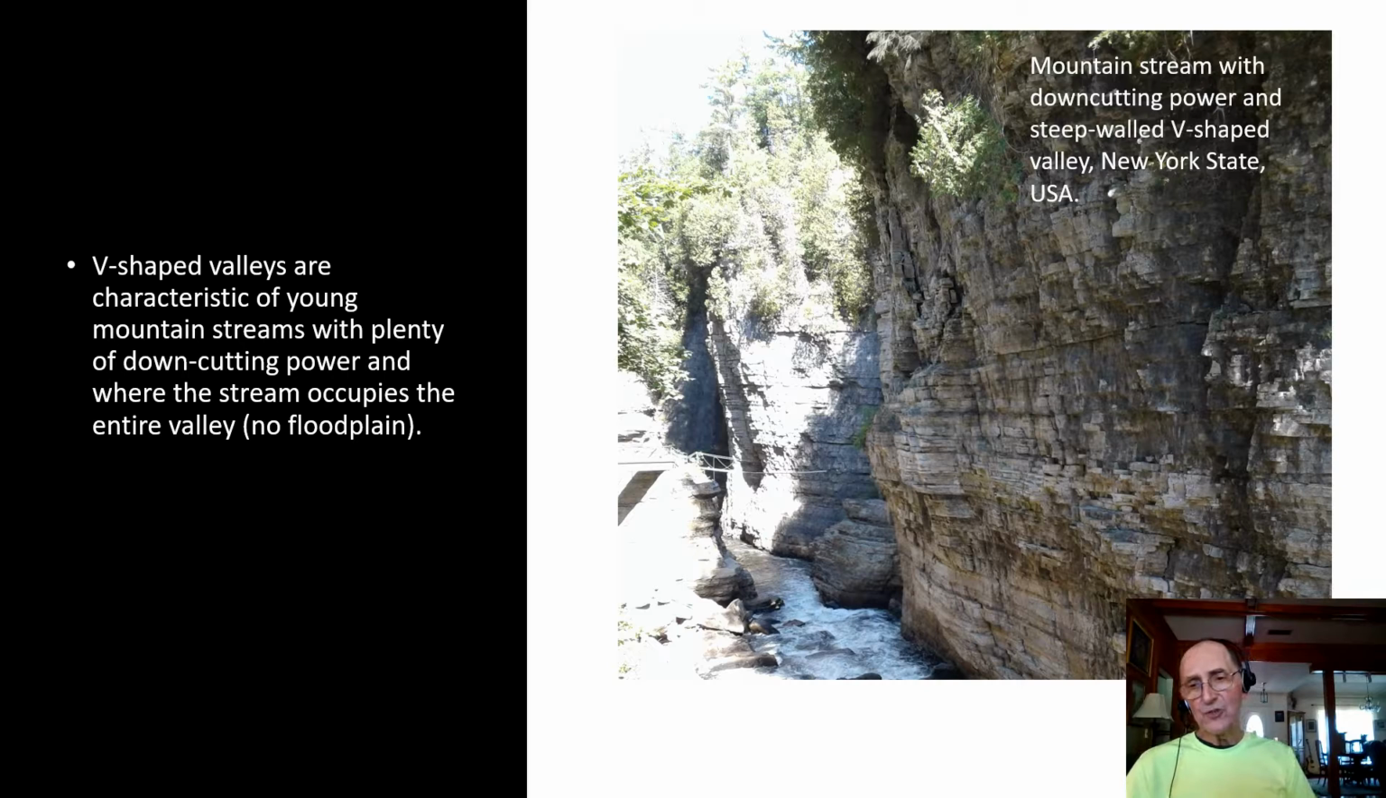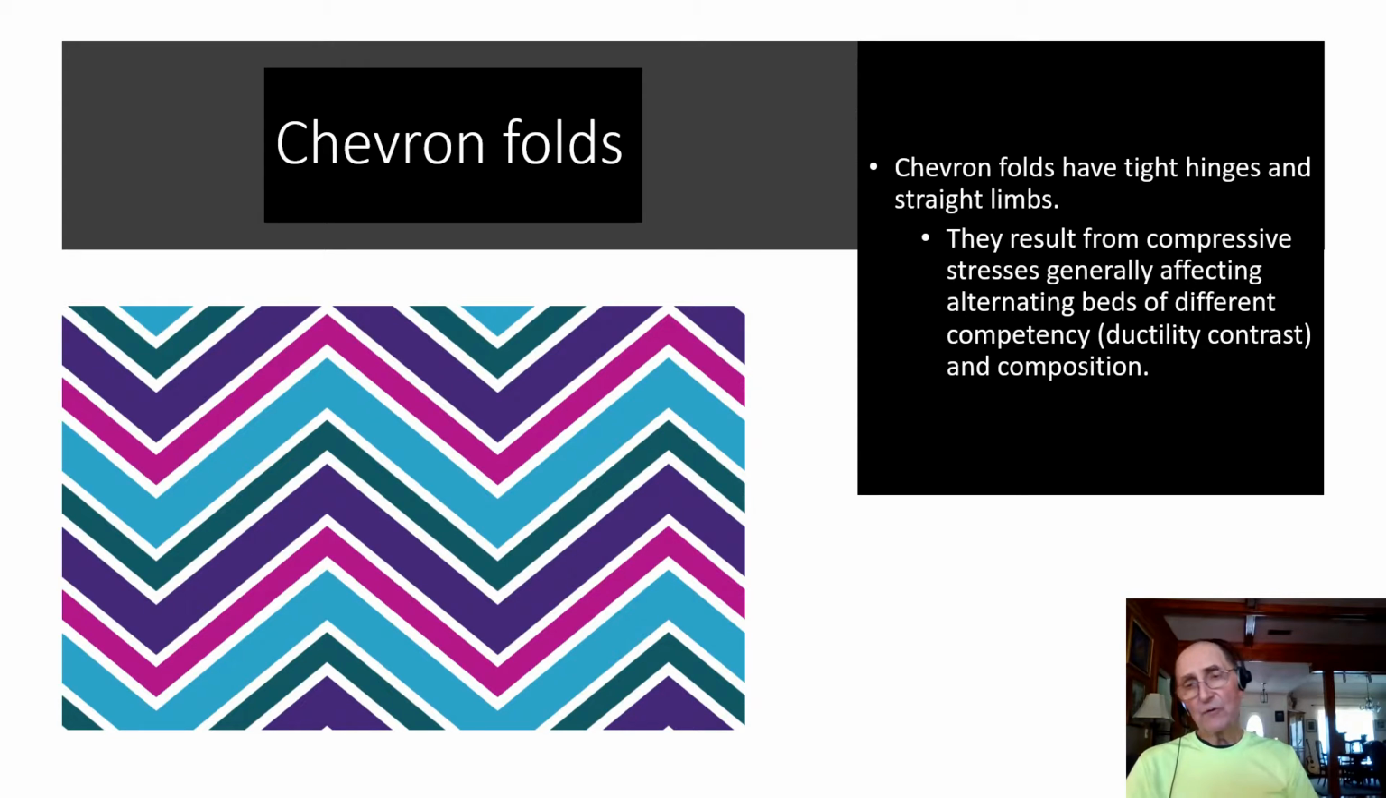Young mountain streams are characterized by V-shaped valleys where the stream does not occupy the entire valley. Chevron folds have tight hinges and straight limbs. They result from compressive stresses that act on a sequence of beds of different ductility.